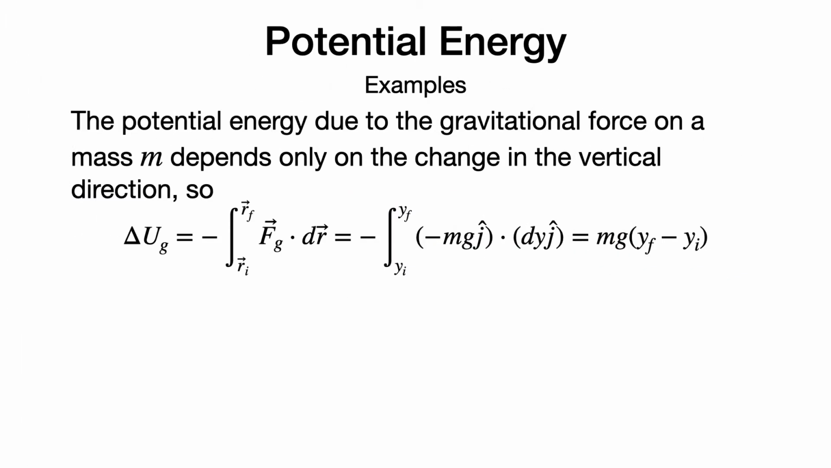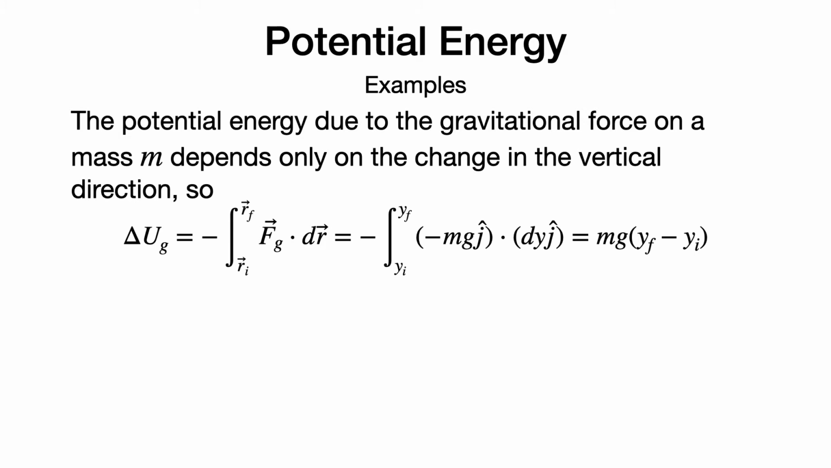The potential energy due to the gravitational force on a mass m depends only on the change in the vertical position. So to calculate the change in the gravitational potential energy, we calculate minus the work done by gravity as the object moves along its path. Gravity, of course, is minus mg j hat, and we're going to only consider motion in the vertical direction. So our dy will be in the j hat direction.